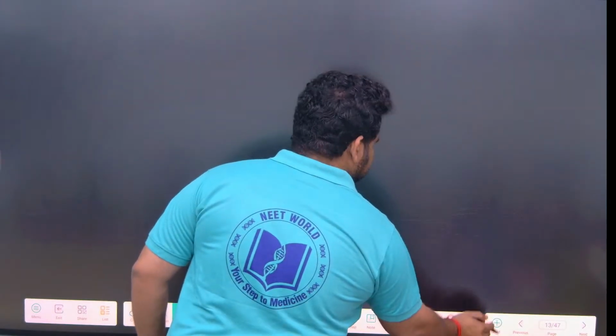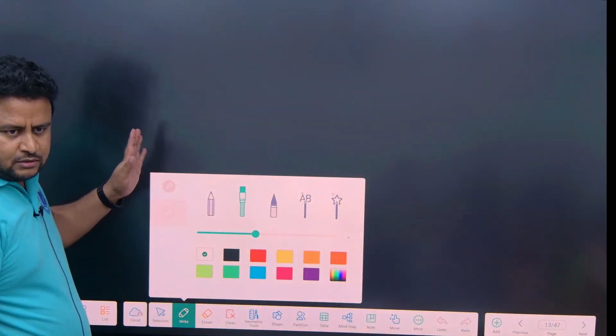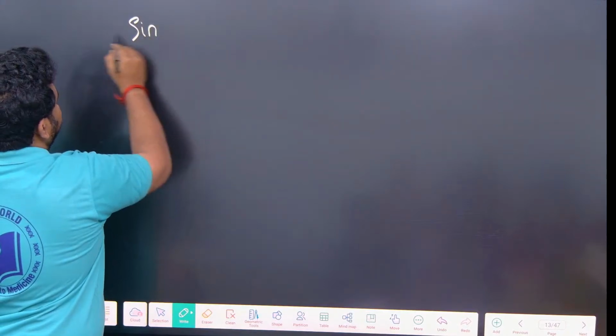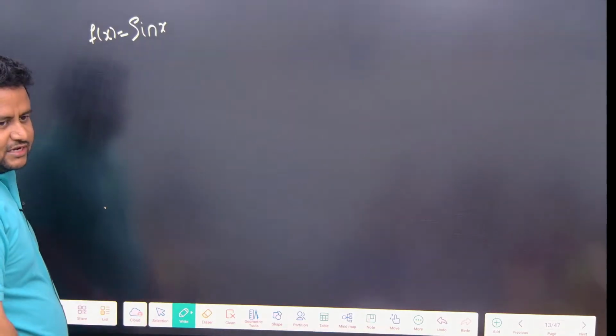Now, before going to the property-based examples, we will see certain things. Observe carefully, very important. If I talk about the sine curve, suppose f of x is equal to sin x is given.